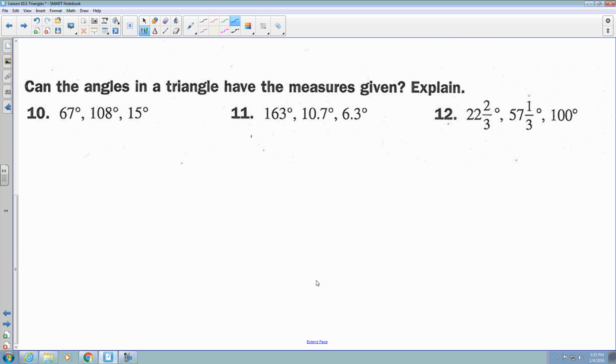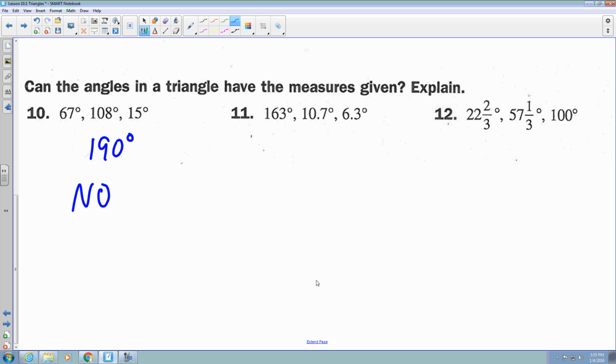Over here, they're asking, can the angles in the triangle have the measurements given? And they're asking you to explain. Anytime they want you to explain, basically they're asking you, do all three angles add up to 180 degrees? So if I took 67 and added it to 108 and added 15, I would get 190 degrees. So I would say no, those measurements would not make up a triangle because their sum is 190. It needs to be 180.